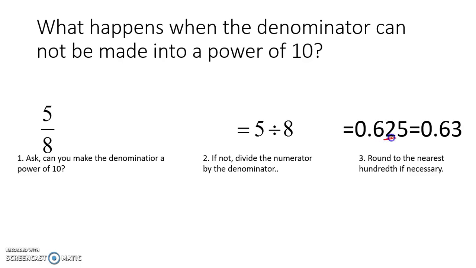But if I want to round to the nearest hundredths place, I'm going to underline the hundredths place, and look to the right. That 5, since it's 5 or above, is going to turn that 2 into a 3, which makes my decimal 63 hundredths.